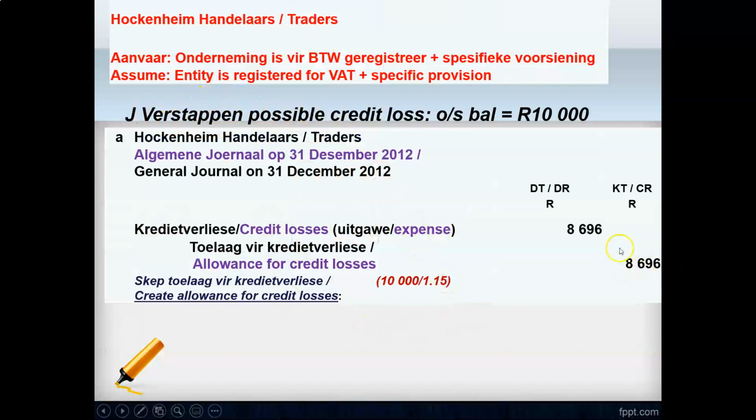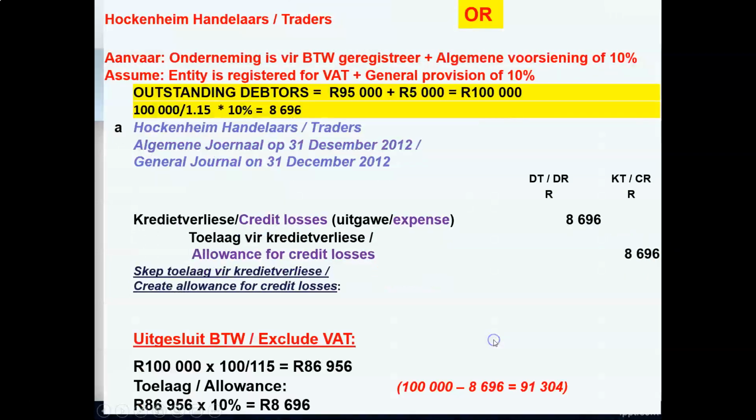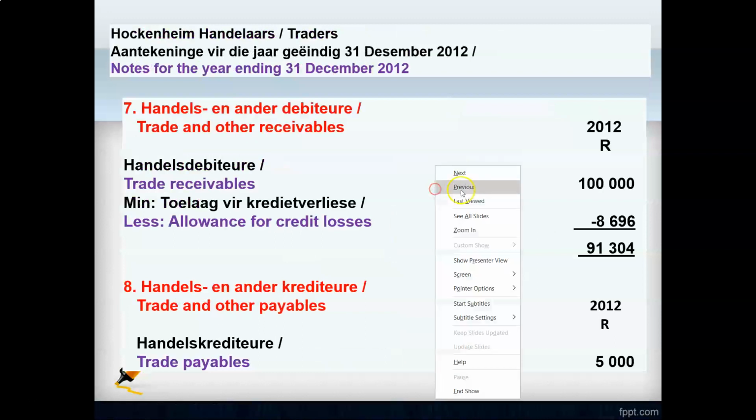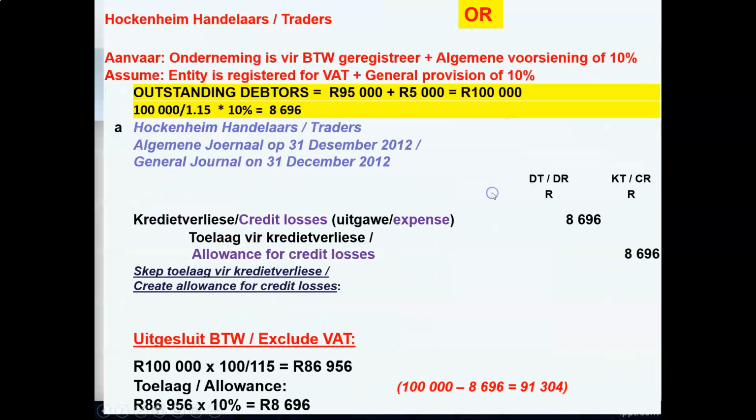So we sit there with the 8696. What are we going to do with that? We're going to clean it out. And how are we going to clean it out? We have to debit the allowance account, and we will credit our credit losses expenses account with 8696. So what did we achieve? There is no income or expense item. Why not? Because we have already recognized the expense at the end of last year when we actually created the allowance.